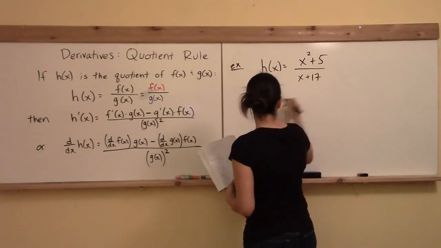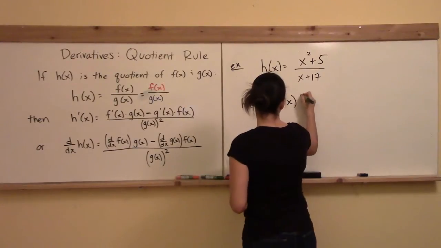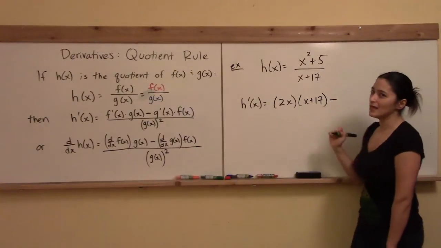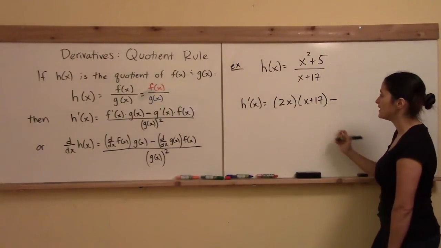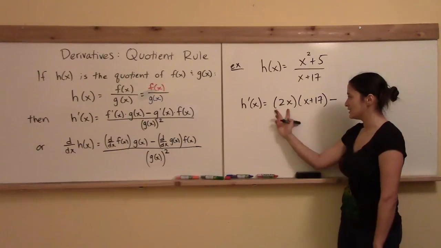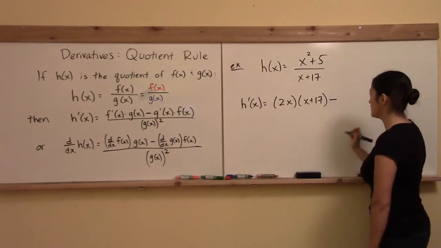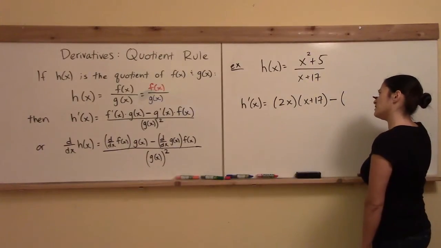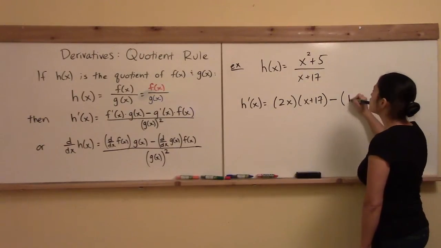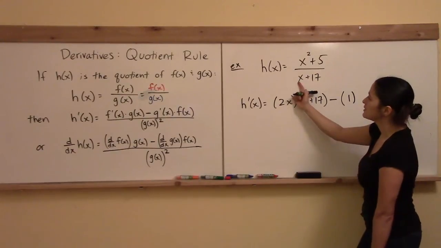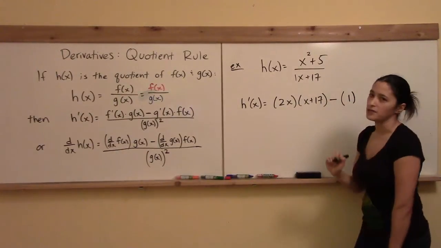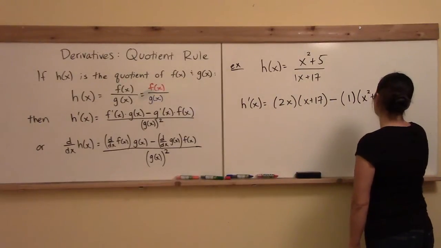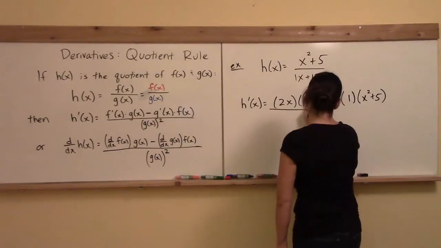F prime, that's the top right there, goes to 2x. G is the x plus 17. Now I'm going to minus, and anytime I minus, I better have those parentheses in place. And likewise, I have to have these parentheses because you see there's some little bit of factoring that has to go on there. Let's see. What's the derivative of the denominator, x plus 17? Just 1, because that's the coefficient on this. There's a secret 1x whenever I see an x. And then we're going to leave the f alone, so we're going to get x squared plus 5, and that's going to be our entire top.